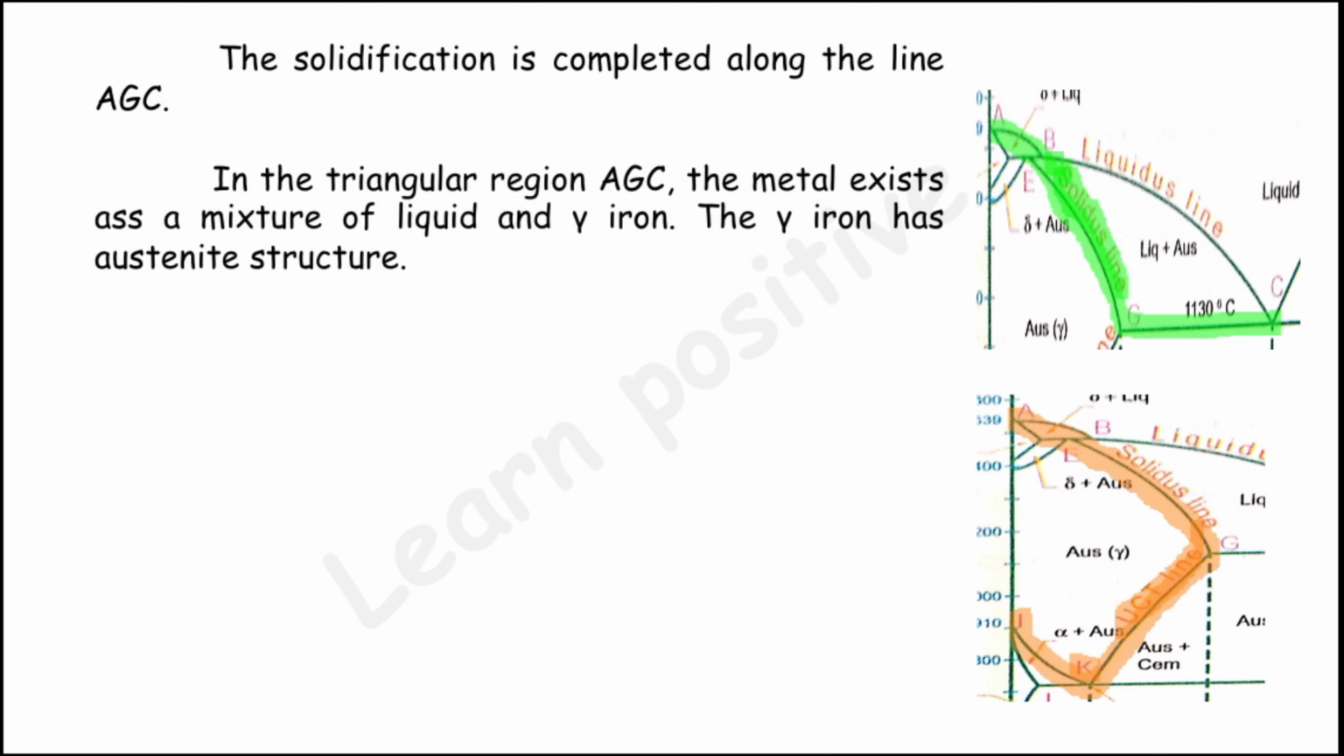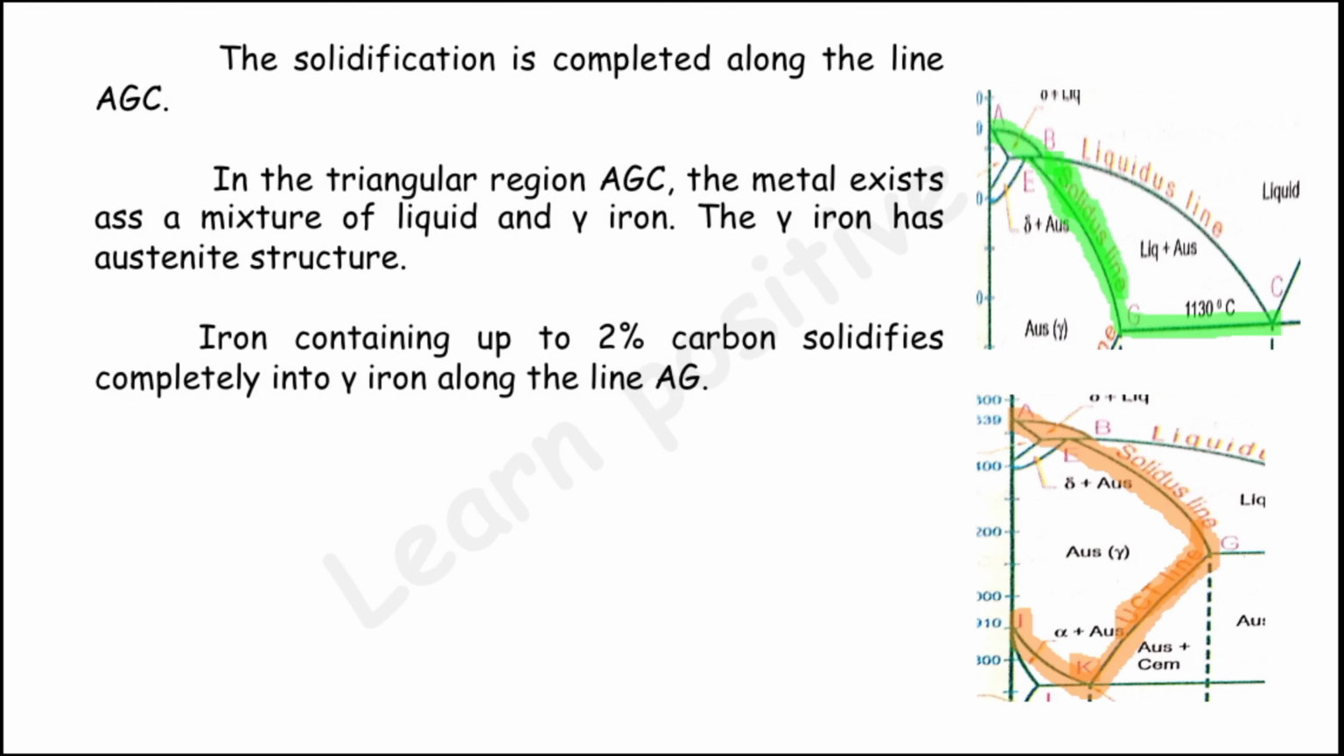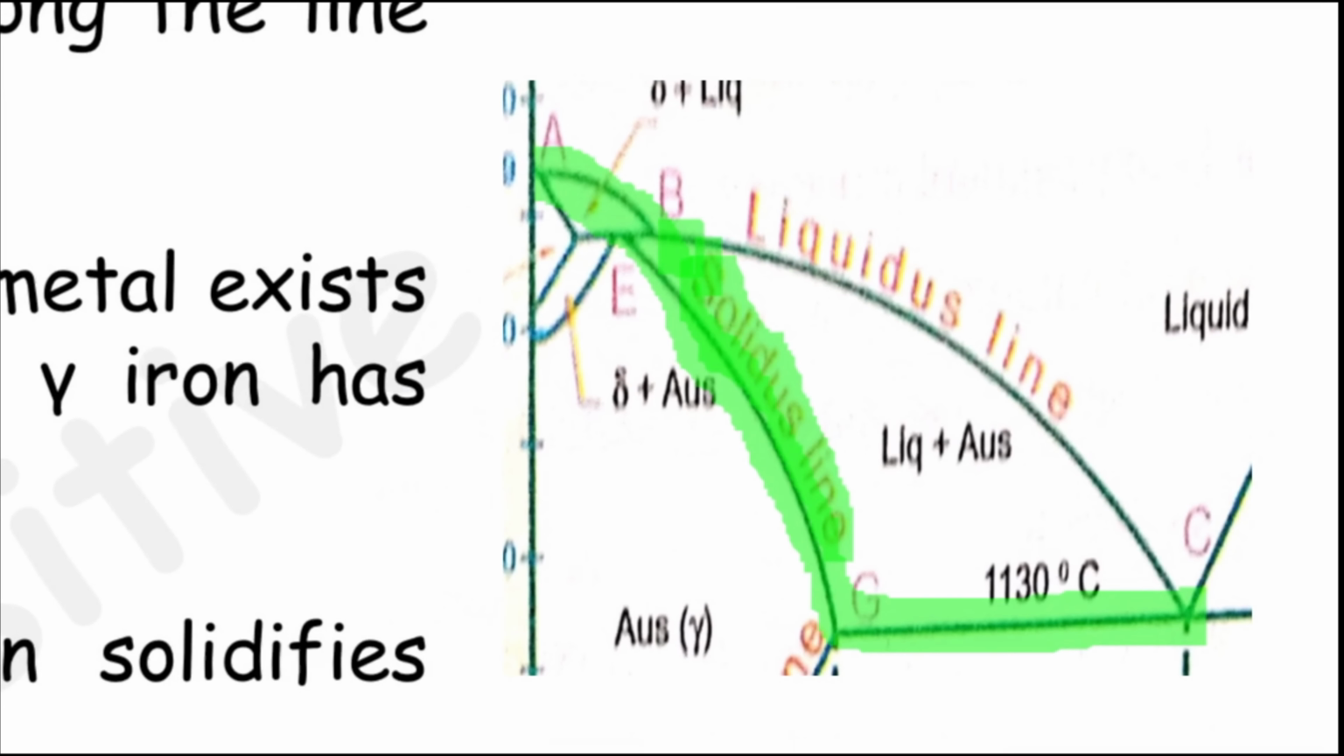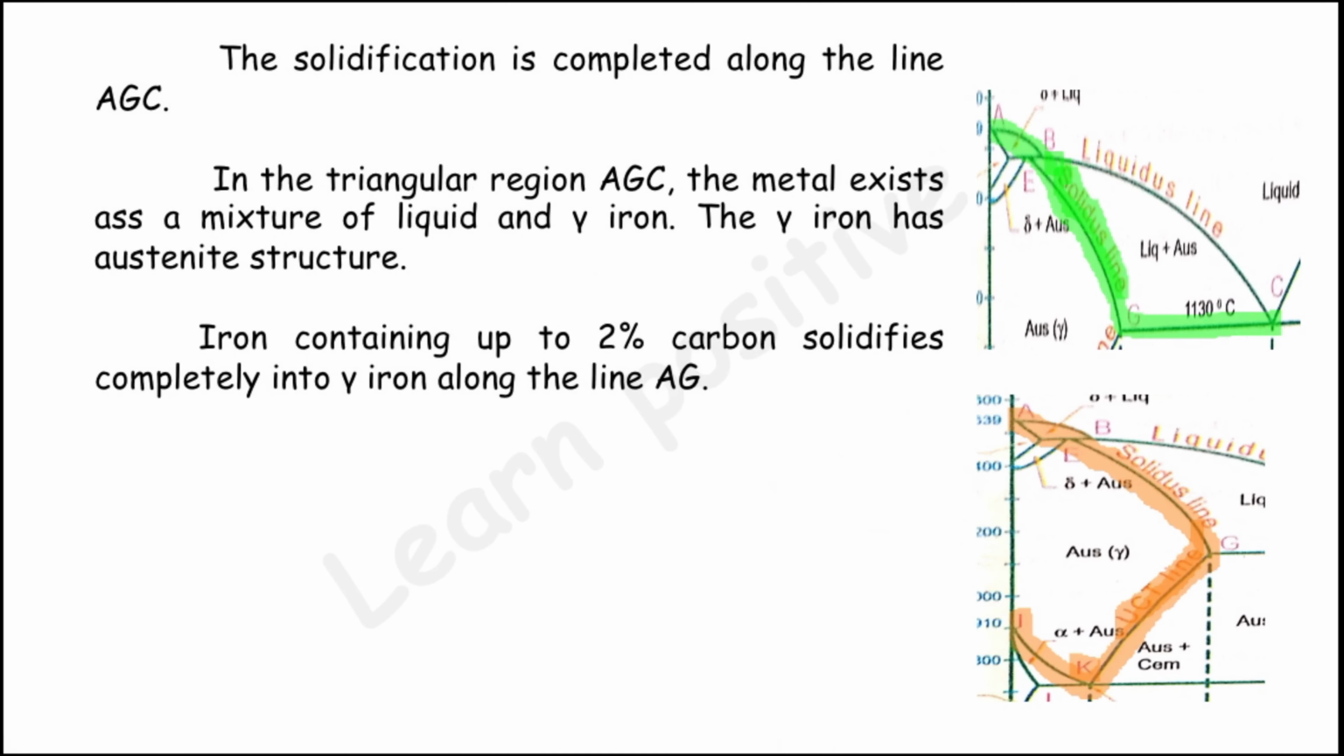And now the solidification is complete along the line AGC. So it is called the Solidus line. The AGC is given in this diagram. A, G and C are shown as the green line. So it is the Solidus line. The Solidus line cools the metal from the delta iron to gamma iron.